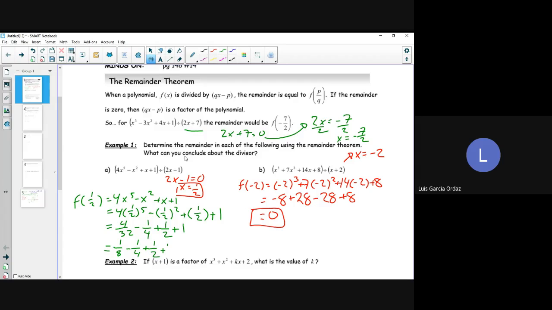So if it gives us 0, what does that mean about x plus 2? Factor. Therefore, x plus 2 is a factor because it is an x-intercept. I mean, Matthew, you could use synthetic division like you said. It'll just give you 0 at the end. This is just easier because you're just plugging in the number and you're just figuring out if it's 0 or not 0. So is everyone good with remainder theorem so far? Okay.